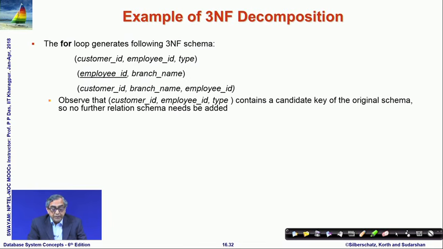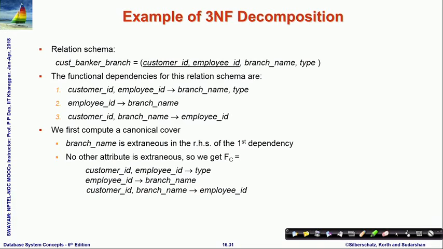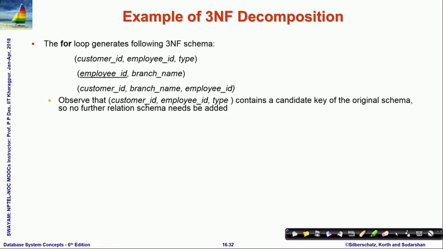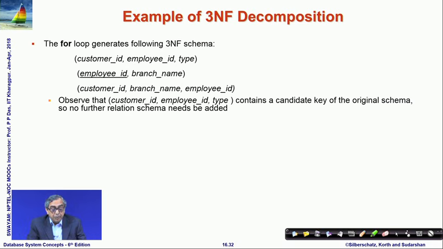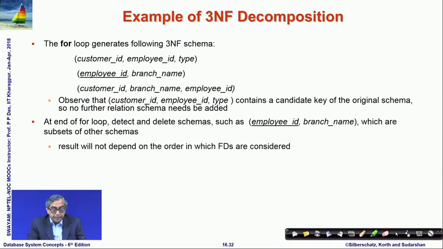Now, once you have done that, if you look at the original key, it was customer ID and employee ID, and you find that the first and the third relations already have that. So, you do not need to add a separate relation for accommodating the key. So, we can now declare that no further key needs to be added, and we have the final 3NF decomposition.